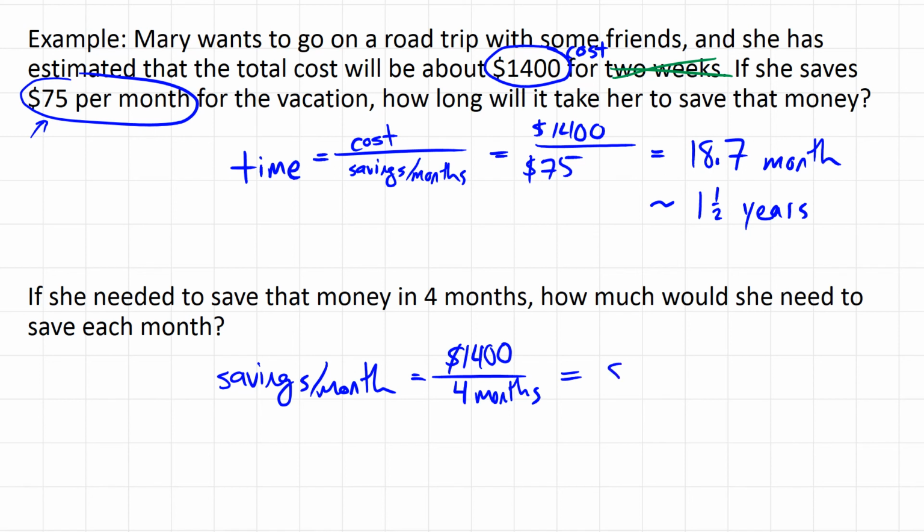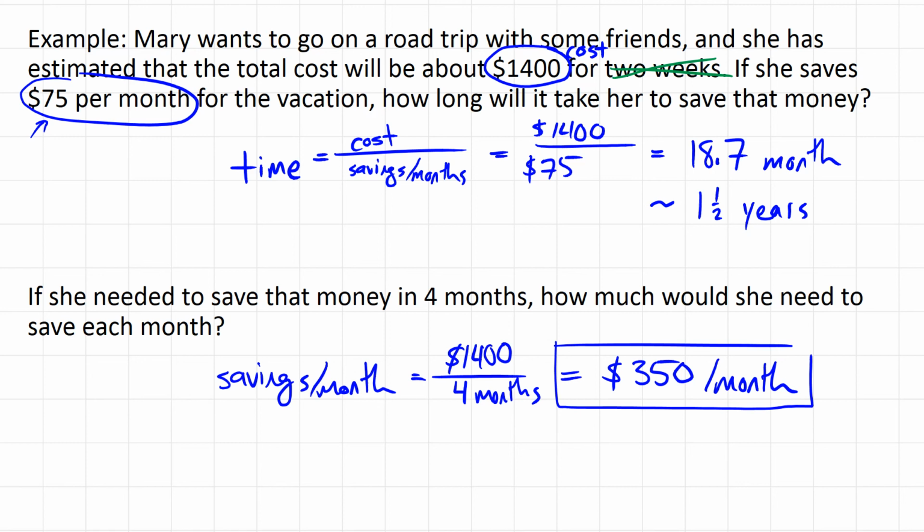So if I do that calculation, I get $350 per month, and this is a lot higher than what she's currently saving. So she might need to use this information to adjust how much she's saving, which might mean cutting back on other areas of her life, like eating out less, or maybe she needs to think about taking the bus to work instead of driving, because driving can be very expensive in gas and insurance costs. Anything that she can do to help her go from saving $75 per month up to $350 per month.